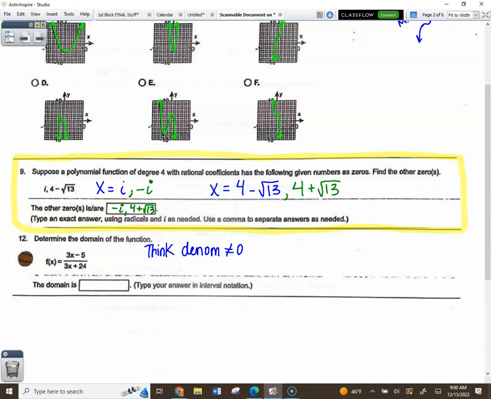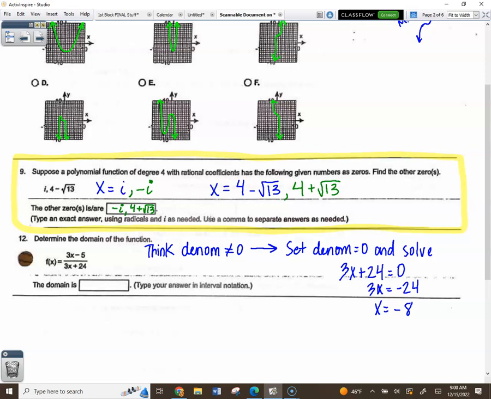So, to find the domain, I need to find out when the bottom is 0, so then I know what's off limits. So, set the denominator equal to 0 and solve. So we've got 3x plus 24 equals 0. So x cannot be negative 8, right? Think for a second.